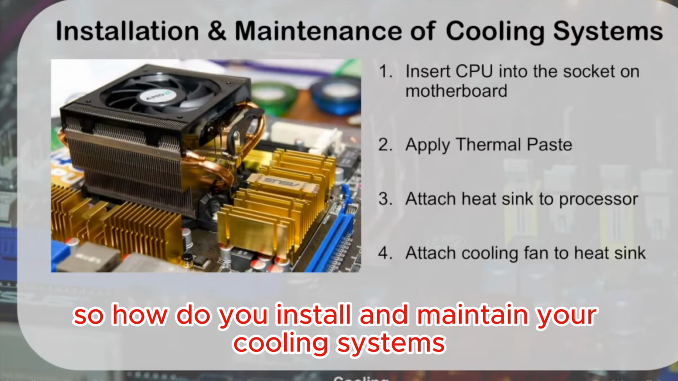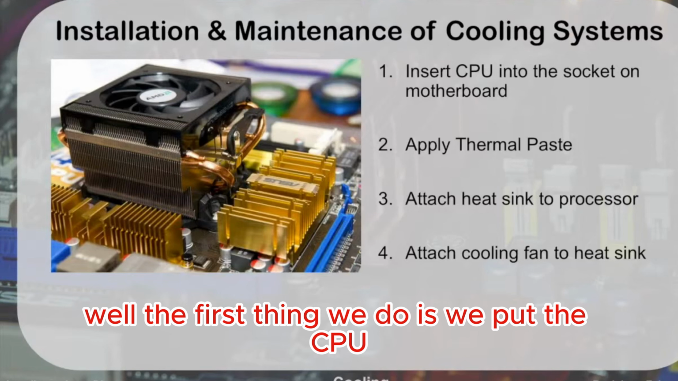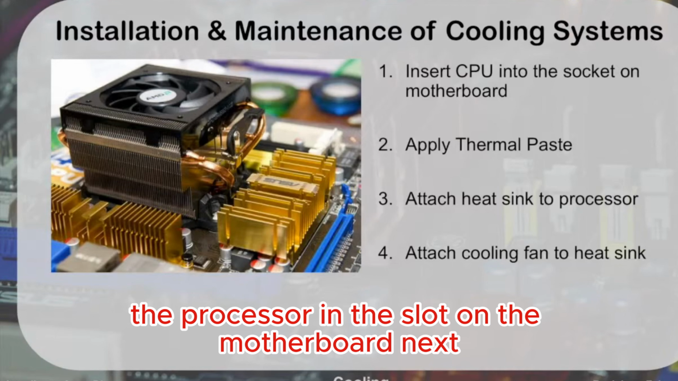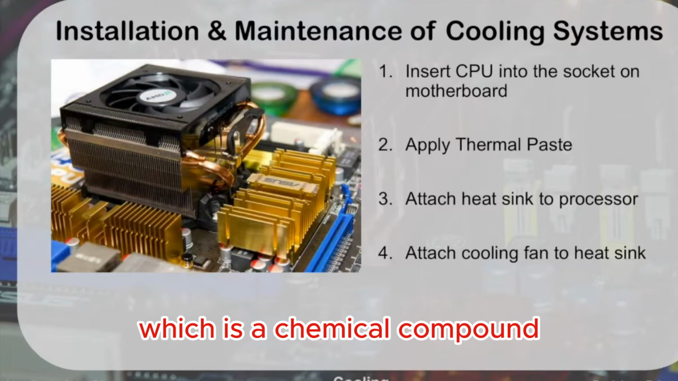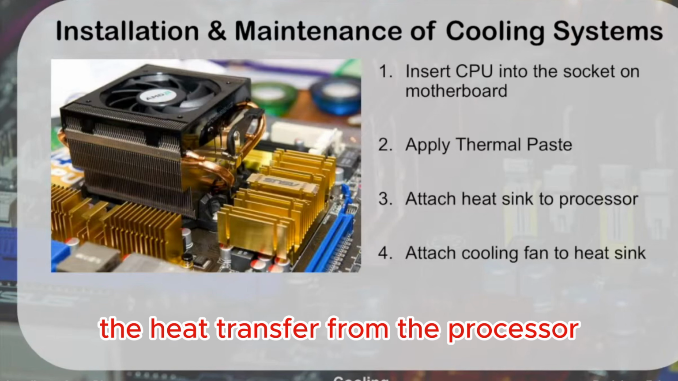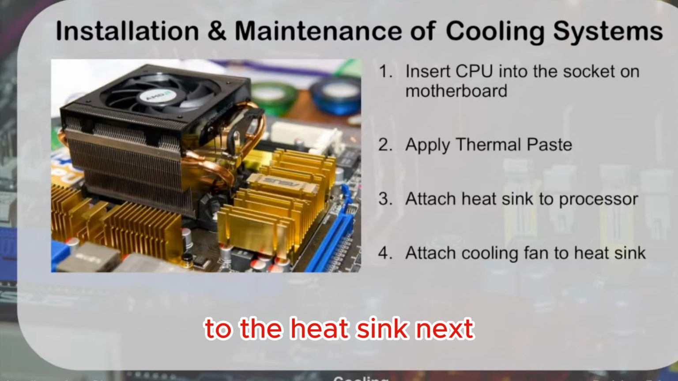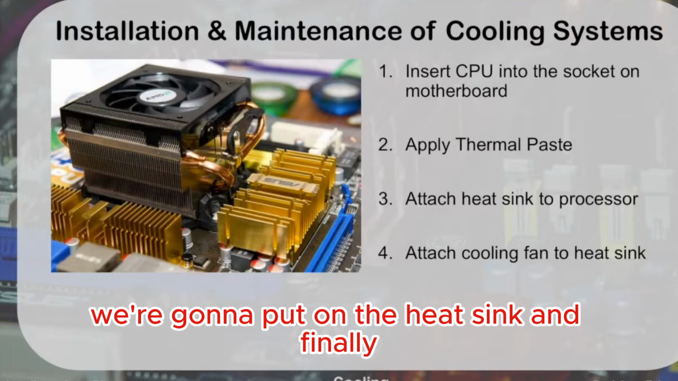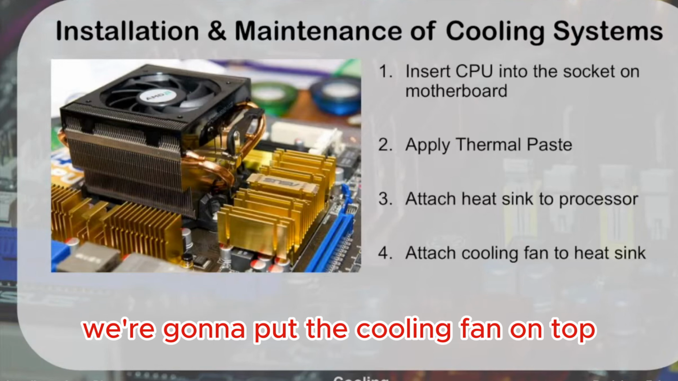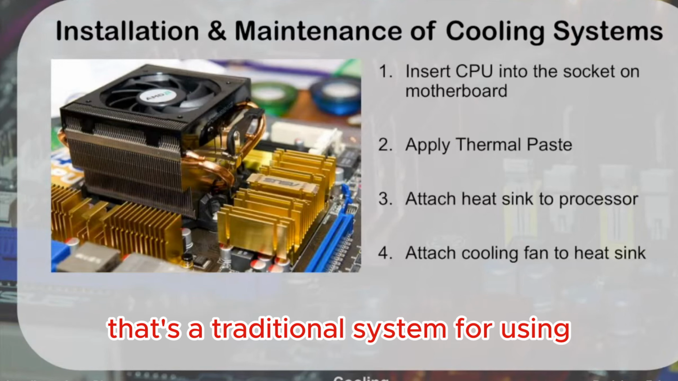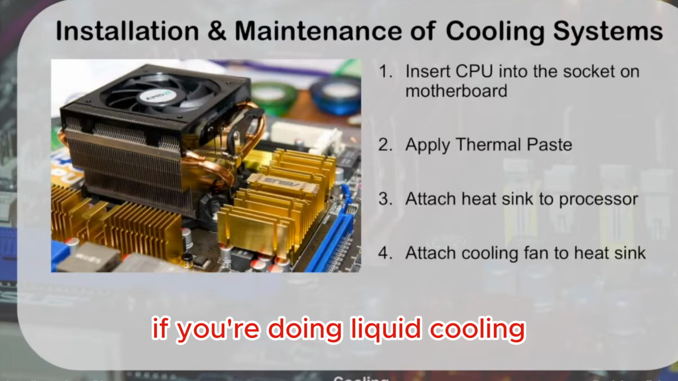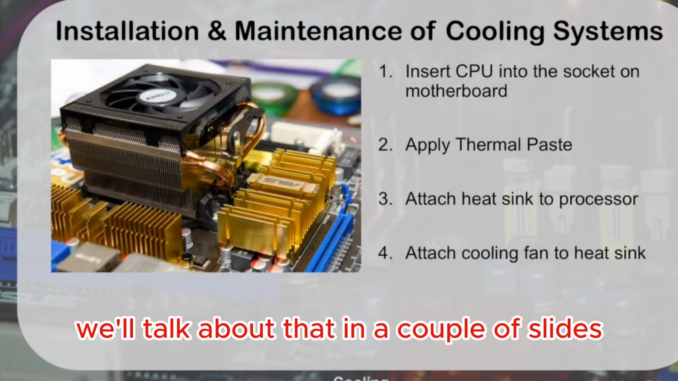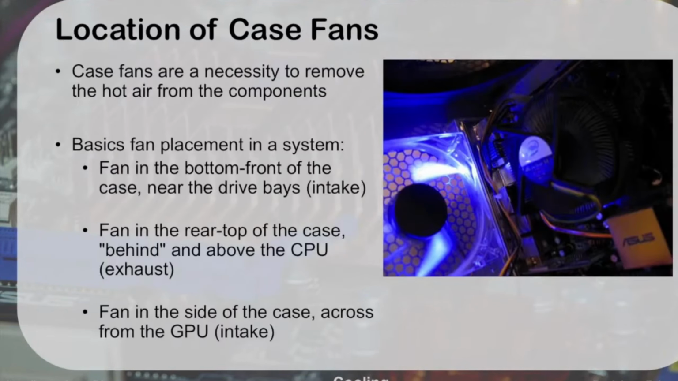So how do you install and maintain your cooling systems? Well, the first thing we do is we put the CPU, the processor, in the slot on the motherboard. Next, we're going to apply the thermal paste, which is a chemical compound that's going to increase the heat transfer from the processor to the heatsink. Next, we're going to put on the heatsink. And finally, we're going to put the cooling fan on top. That's a traditional system for using an active cooling system. If you're doing liquid cooling, it's a little bit different. We'll talk about that in a couple of slides.